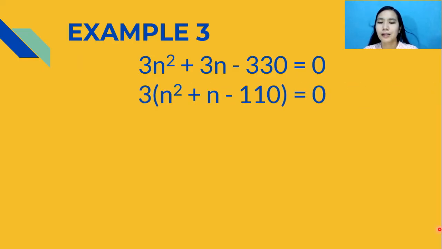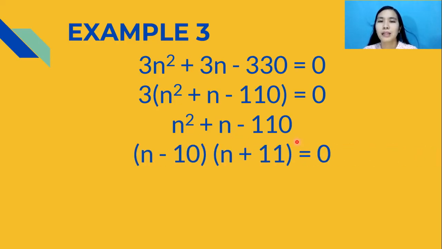But before that, let us first get the common monomial factor of this given quadratic equation. Obviously, the common monomial factor is 3. 3 times n squared is 3n squared, 3 times n is 3n, and 3 times negative 110 is negative 330. So we can have n squared plus n minus 110 times 3 equals 0, which is the same as the given quadratic equation. Now, taking only n squared plus n minus 110 equals 0, let us find its factors. We can use n minus 10 times n plus 11.